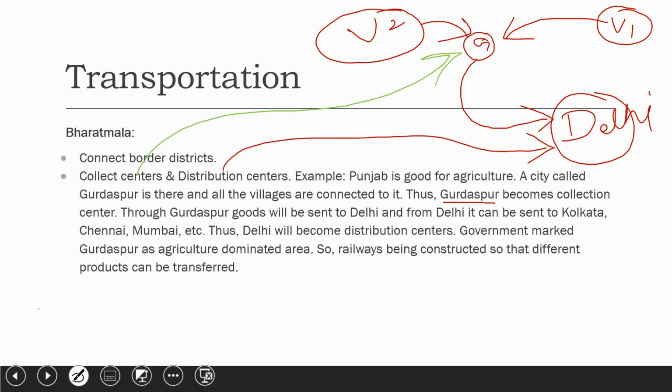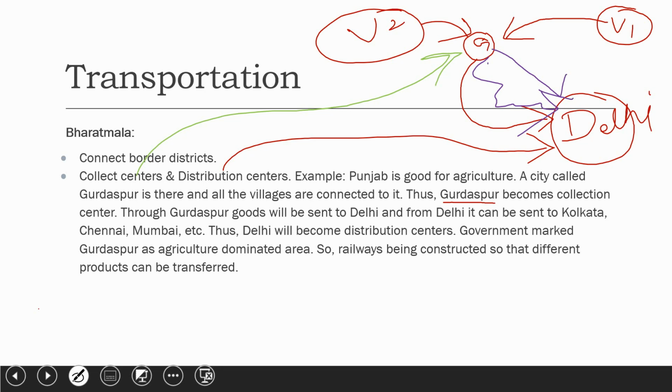Now if Gurdaspur is sending the products by roadways, then it is very difficult. Maybe your dairy products will expire. That's why the government is also constructing railways, so that different products can be transported from the collection center to the distribution center. This comes under the Bharatmala project, which basically connects the borders of the districts.